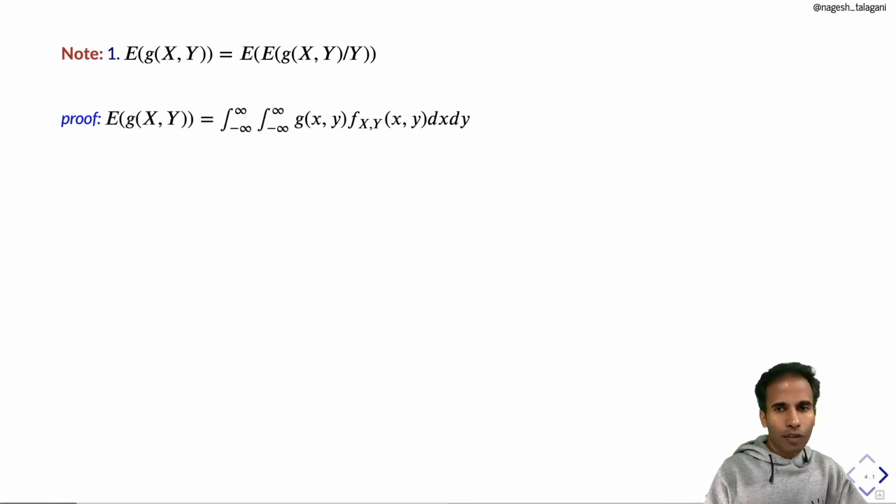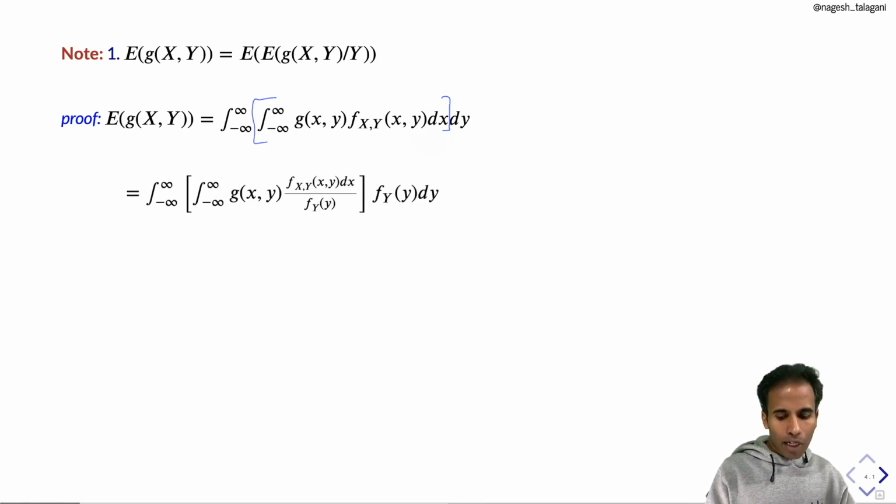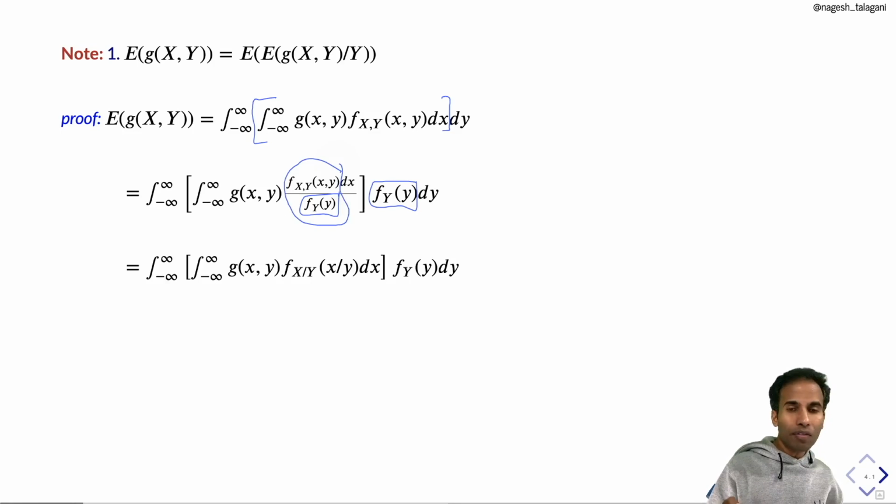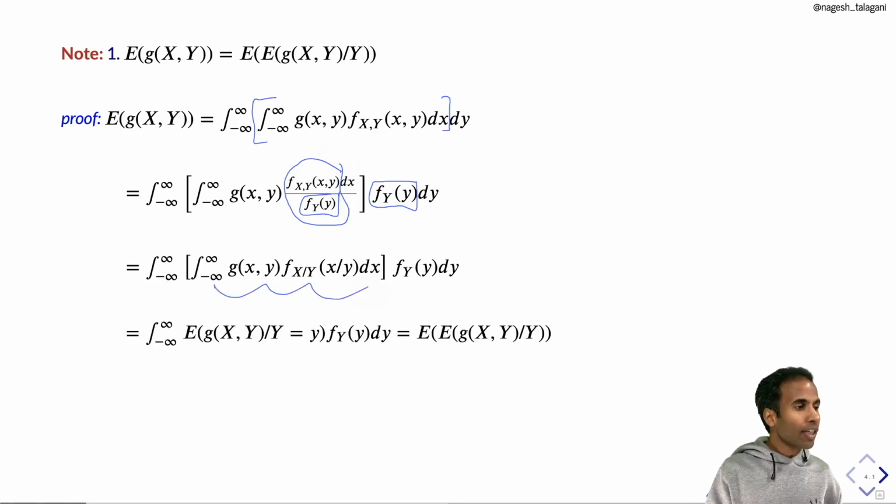Expectation of g of xy, by definition, is a double integral of g of xy f of xy dx dy. Here, first let us integrate with respect to x, then we integrate with respect to y. Now we multiply and divide by the PDF of y, f_Y of y. This joint PDF divided by the marginal PDF of y is going to be the conditional PDF of x given y. This integral you can see as the conditional expectation of g of xy given Y equal to y.